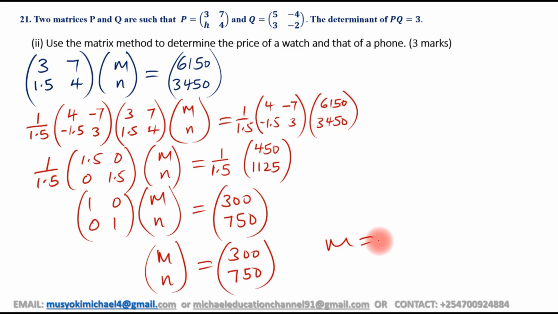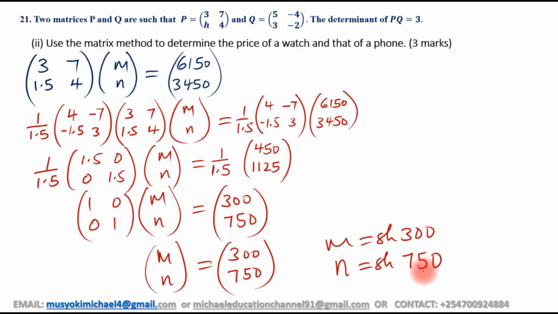So m is 300 shillings and n is 750 shillings. So the price of a watch is 300 and that of a phone is 750.